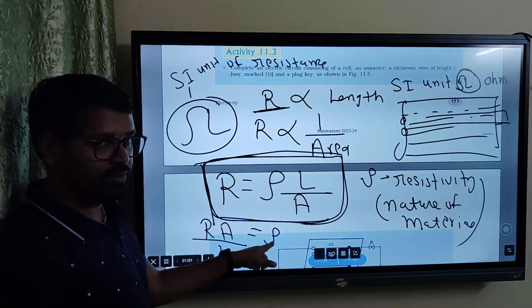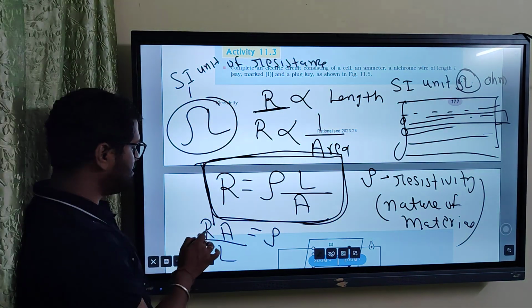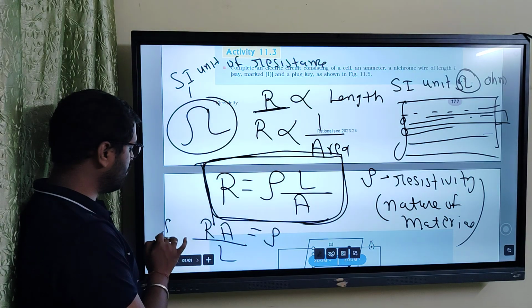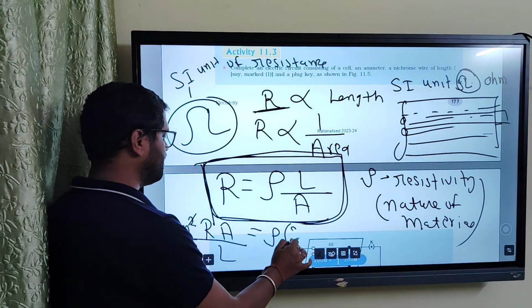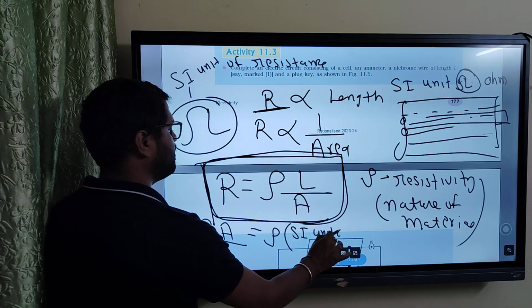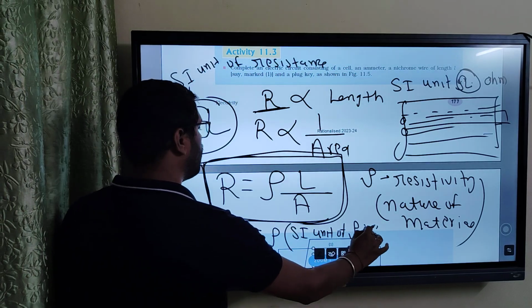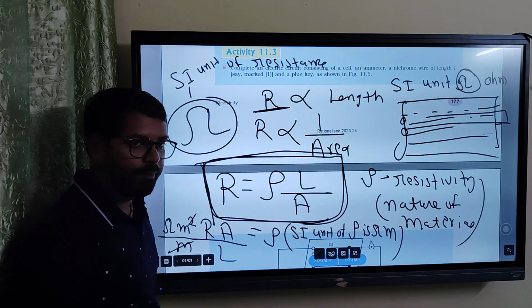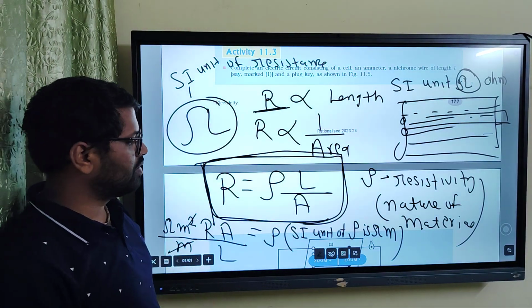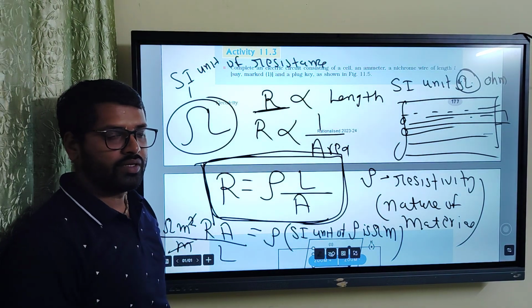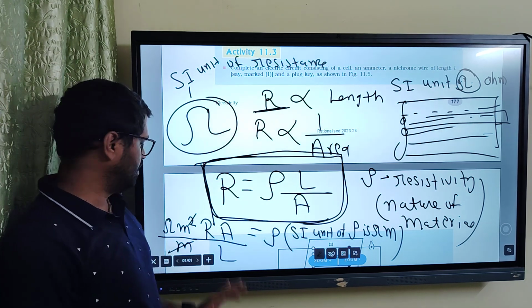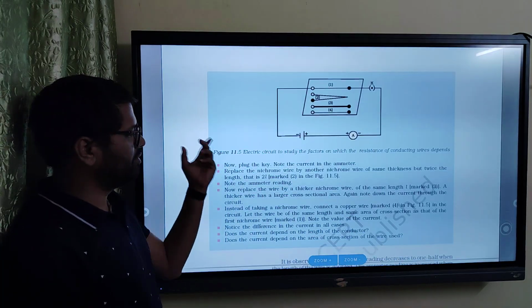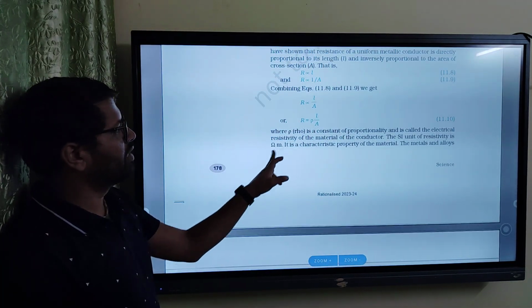And if they ask for the SI unit of rho, see, the SI unit of R is ohm, area is meter square and length is meter. So the SI unit of resistivity is what? Ohm meter. Ohm meter. Simple it is. So based on this, you can solve questions, numericals. Any doubt? No, sir. You can see many numericals in NCERT based on this, R equals rho L by A.